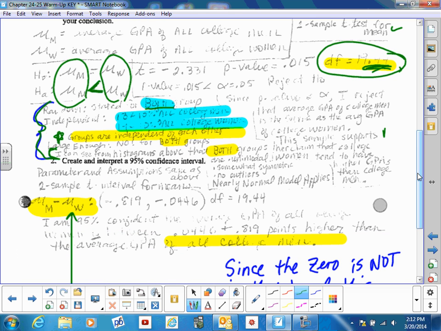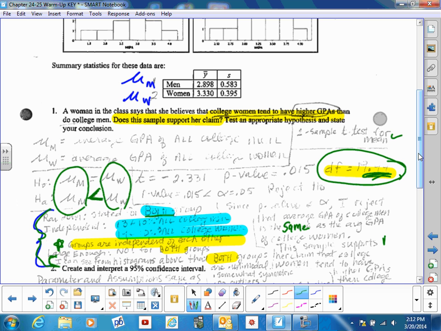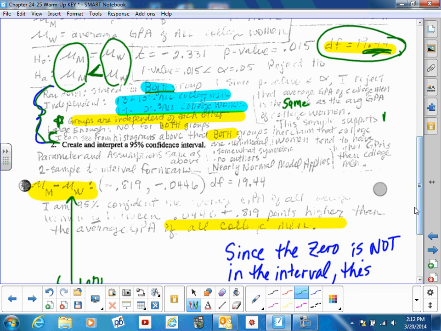Since our p-value is less than alpha, I reject that the average GPA of college men is the same, I know this is difficult to see, as the average GPA of college women. Now, here again, I spit back the question almost verbatim, but I answer it. See this question? It says, does this sample support her claim that college women tend to have higher GPAs than college men? So boom, here it goes. This sample does support her claim that college women tend to have higher GPAs than college men.